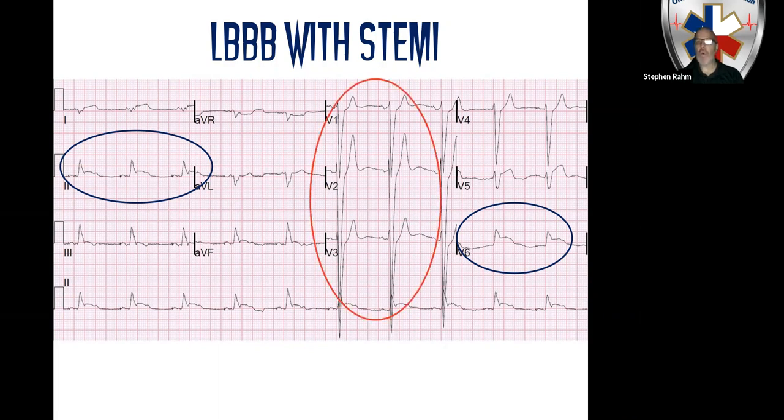You actually see it in all 3 of those leads. Your ST segment is down here, your ST segment is down here, your ST segment is down here. Remember, if this were a normal left bundle branch block, there would be discordant ST elevation, not concordant ST depression. This patient did have a confirmed STEMI and did get some reperfusion in the cath lab.